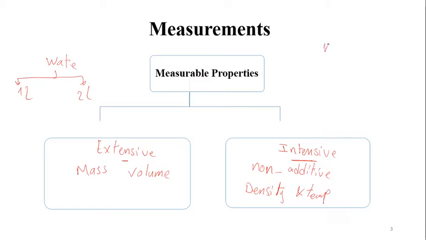If I look at one example, water, the boiling point of water is 100 degrees centigrade for 1 liter. It is also 100 degrees centigrade for 2 liters, which means the quantity of water doesn't affect the boiling point of water.